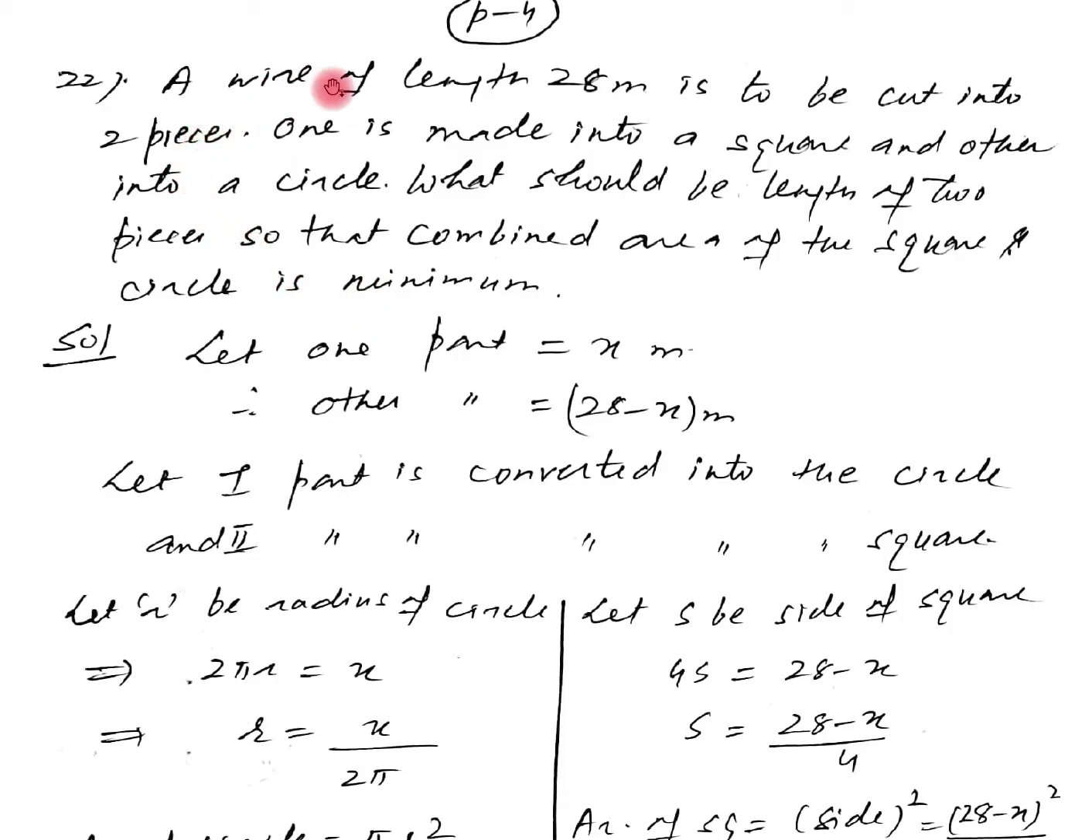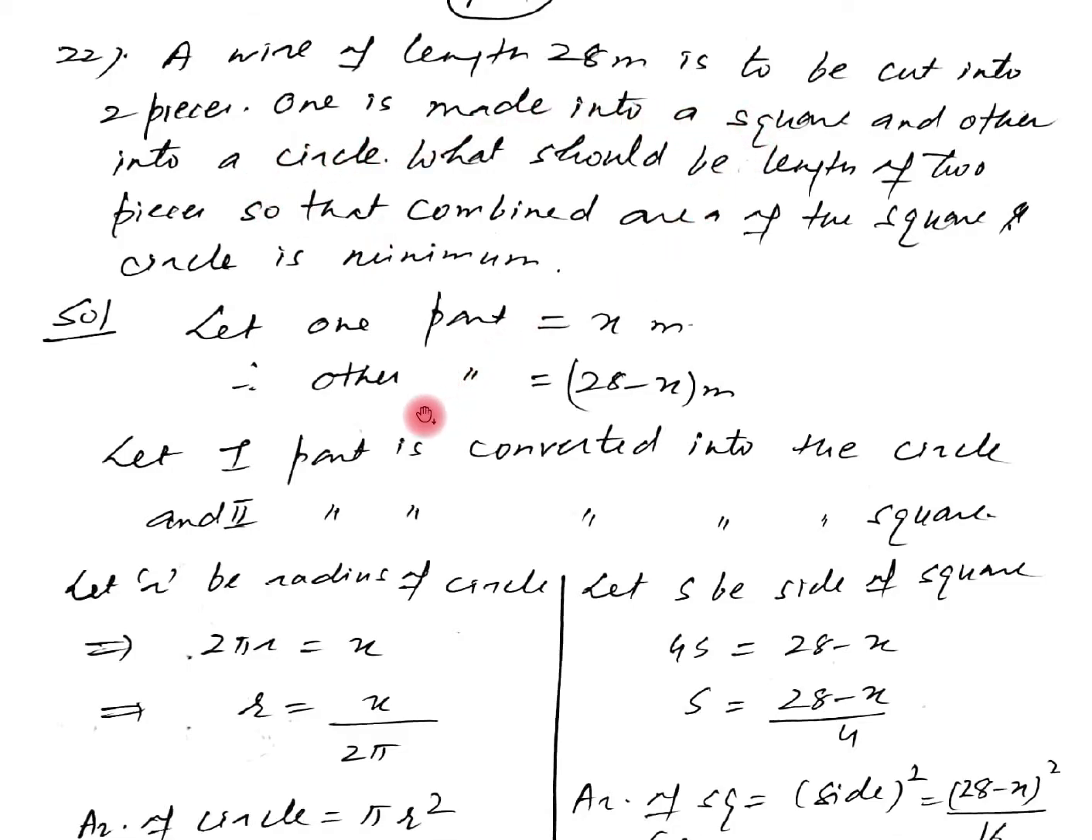Now the question is, a wire of length 28 meter is given. We are cutting this wire into two pieces. One is converted into a circle, another into a square. So let one part equal x meter and the other part will be 28 minus x meter. Let us suppose the first part is converted into a circle and the second part into a square, because the wire is quite flexible, we can convert it into any shape.